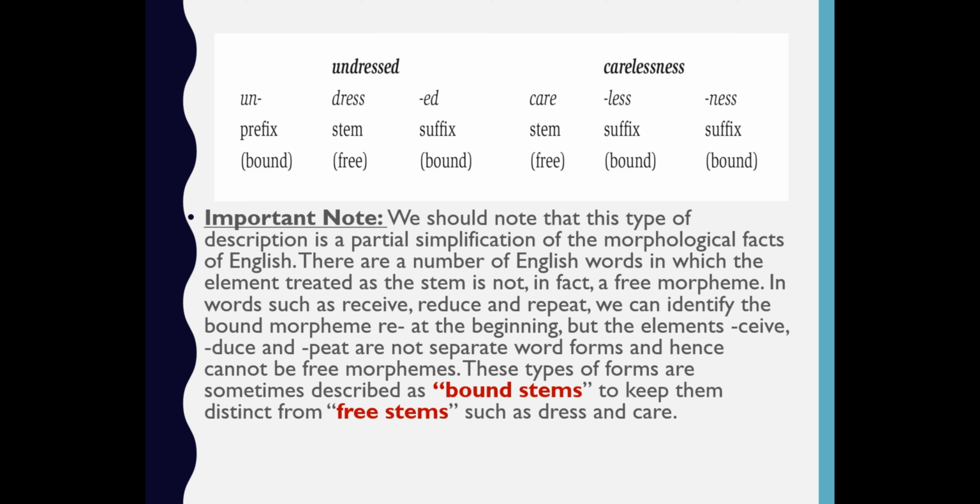These types of forms are sometimes described as bound morphemes to keep them distinct from free stems, such as dress and care. In short, for words like repeat or receive, if I remove the re at the beginning and keep just peat or ceive, are those real English words? No. So how do we deal with them? We say, loosely, let's allow it, that they are also bound morphemes. They have to be attached to these prefixes in order to make sense. That's all.